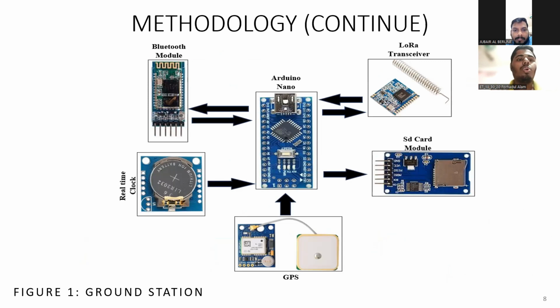Here we are presenting the methodology of our ground station. Here we see the block diagram of the ground station, where we see an Arduino Nano at the heart of the ground station we developed, which is equipped with various components such as LoRa transceiver, GPS module, clock module, SD module, and Bluetooth module.